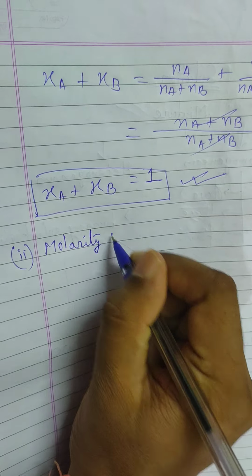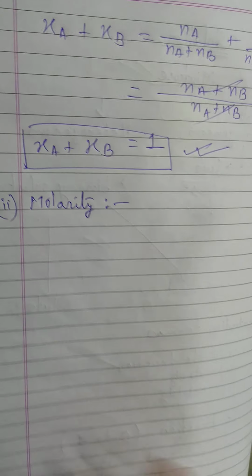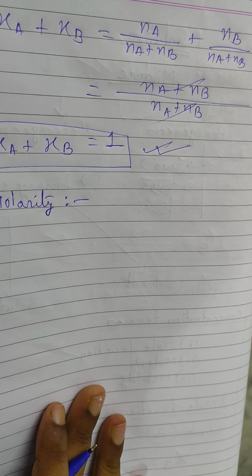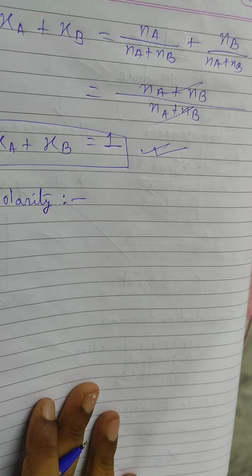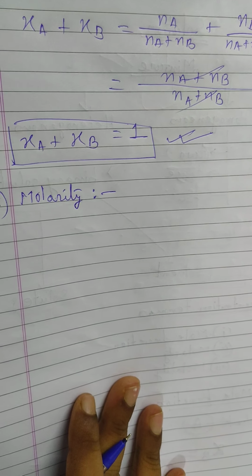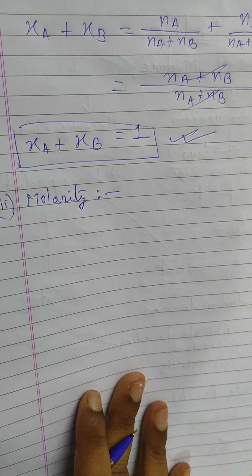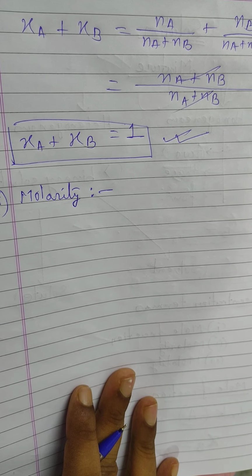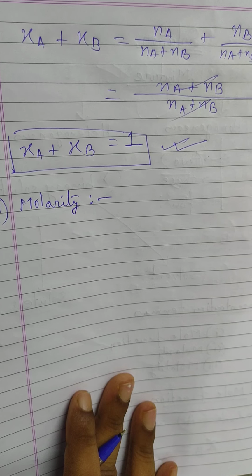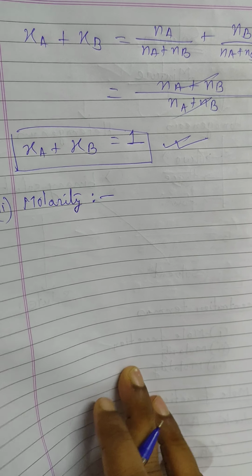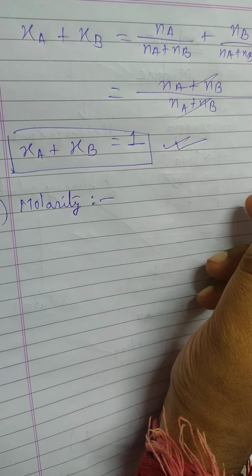Number 2 is molarity. What is molarity? How is it defined? It is defined as the number of moles of solute dissolved in 1 liter of the solution. I am repeating again, the number of moles of the solute present in 1 liter of the solution.